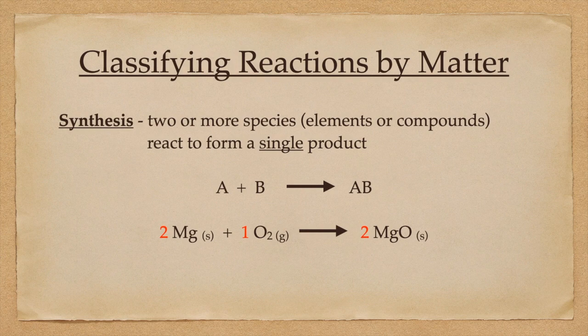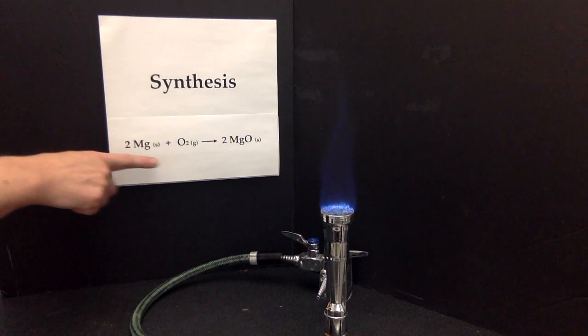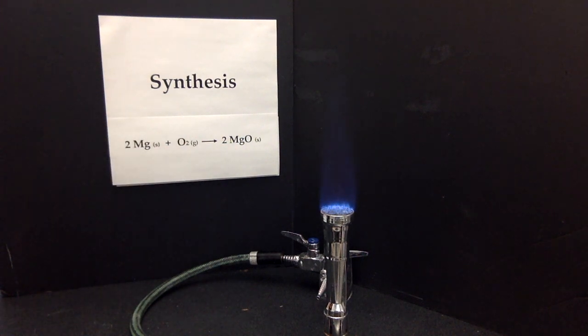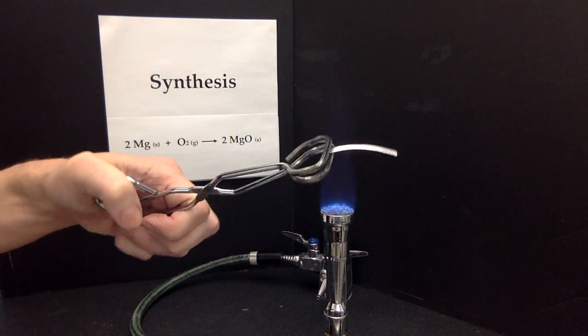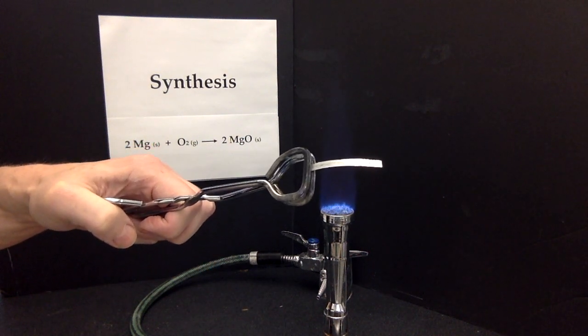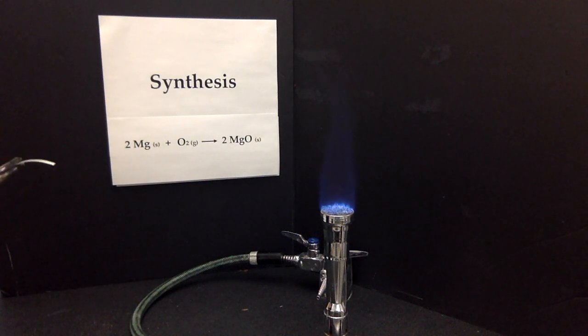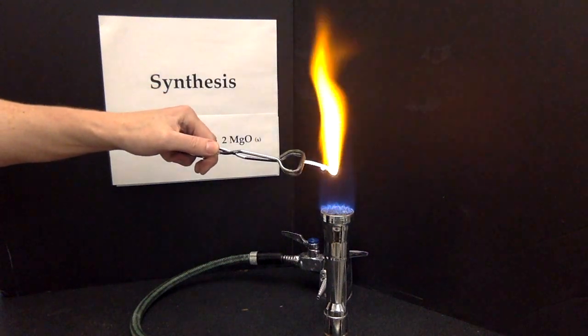Let's look at that. The synthesis reaction I will do today is the reaction of magnesium metal with oxygen gas to produce magnesium oxide. Magnesium metal is shiny and silvery like most metals are. But in order to react it with oxygen, we have to put in a lot of energy to break those oxygen bonds. So that's why I have my Bunsen burner.